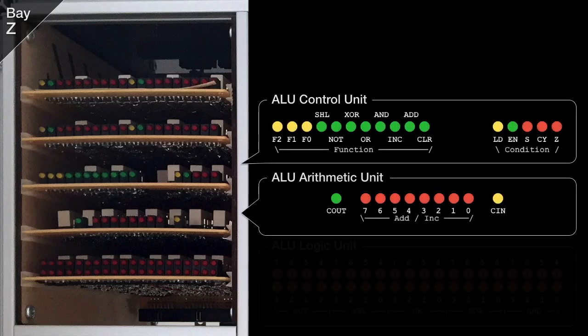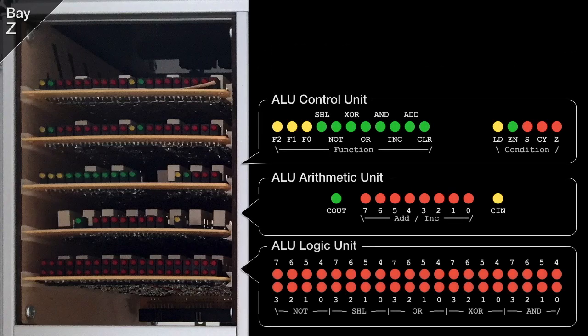The 3 remaining cards make up the ALU: Control, Arithmetic and Logic. Again, if you want a bit more detail on these, you know where to look. URL in the video description below, please, thanks.